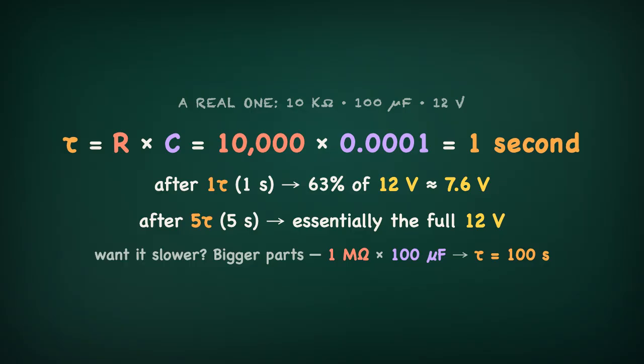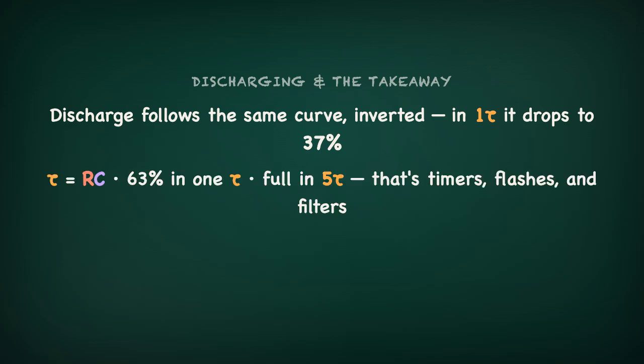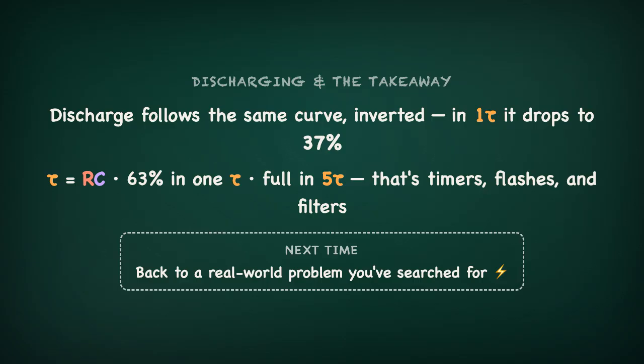Want it slower? Use bigger parts. A 1 mega ohm resistor with that same capacitor gives you a tau of 100 seconds. Discharging works the same way, just inverted. In one time constant, the voltage falls to 37% of where it started. So remember, tau equals RC, 63% in 1 tau, full in 5. That one idea runs timers, camera flashes, and filters everywhere.